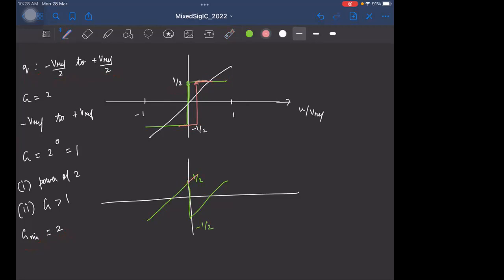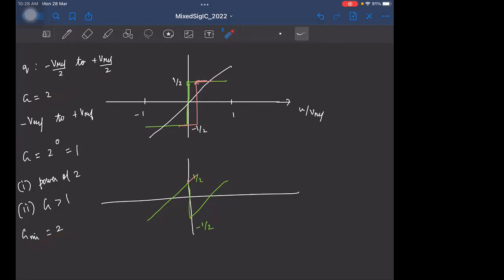So at this point, the output is VREF by 2, but the input is, output is here, right? Output is minus VREF by 2, this guy, but the input is some positive value, right? So some positive value minus VREF by 2, it's going to be beyond VREF by 2. So if we have a gain of 2, that's going to go beyond VREF. It will go beyond plus or minus VREF. You want to avoid it, right? So one thing is clear, the minimum gain has to be 2.